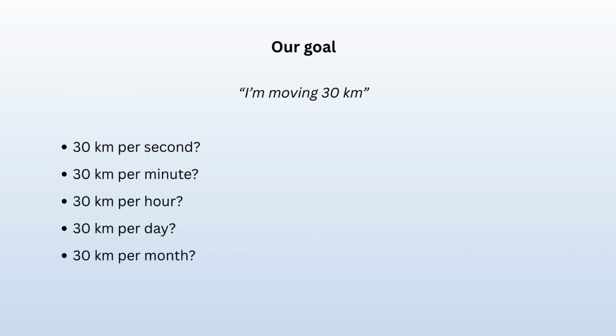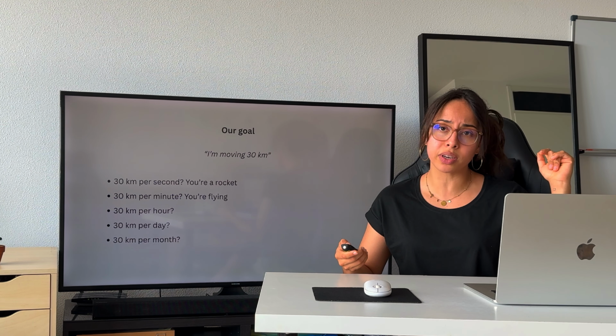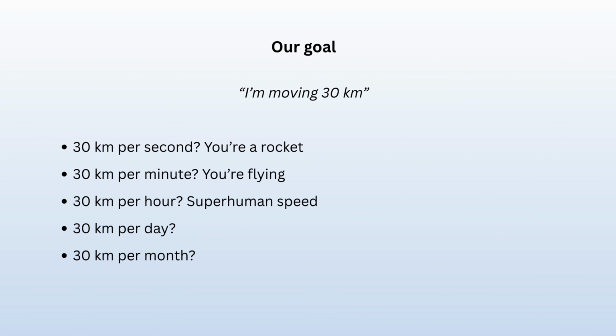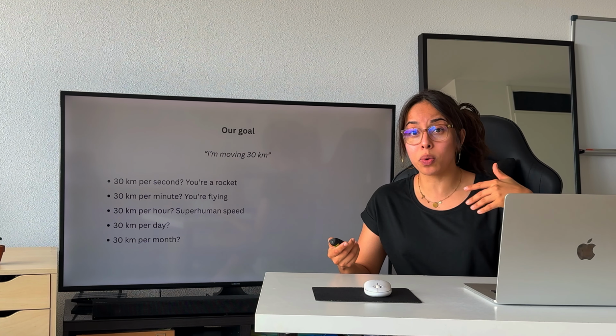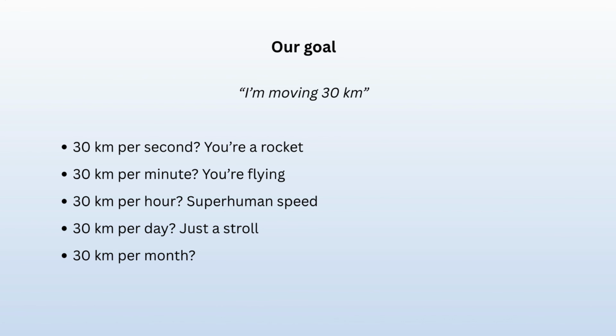Because when we say that I'm moving 30 kilometers, are we talking 30 kilometers per second? If so, then dude, you're a rocket. But if you're telling me, nah, I'm actually going 30 kilometers per minute, I'm like, alright, okay, you're still flying. But if you're telling me that you're going 30 kilometers per hour, okay, that's a little bit slower. It's still superhuman speed though. If you were to tell me that it's actually 30 kilometers per day, I'd be telling you, oh, you're just strolling. If you were to tell me that it's actually 30 kilometers per month, then I'm gonna tell you, dude, that's just a sedentary life.